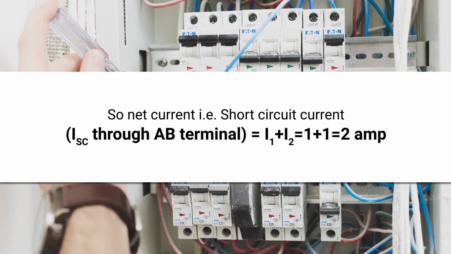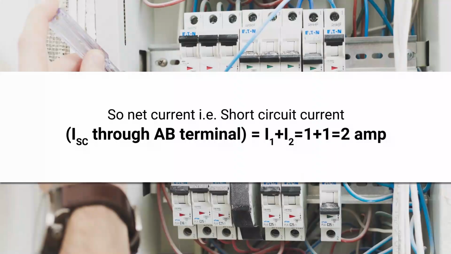I1 is equal to 1 ampere when the 10 volt source was considered and the 20 volt source was short circuited, and I2 is equal to again 1 ampere when the 20 volt source is considered and the 10 volt source is replaced by a short circuit. So ISC current or Norton current is equal to what? I1 plus I2, that is 1 plus 1, which is equal to 2 ampere. Now for the Norton theorem, you have achieved the Norton current, that is 2 ampere. This Norton current can also be termed the short circuit current.